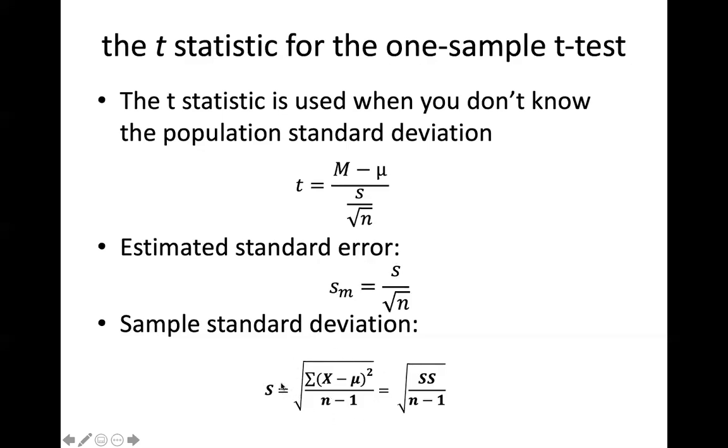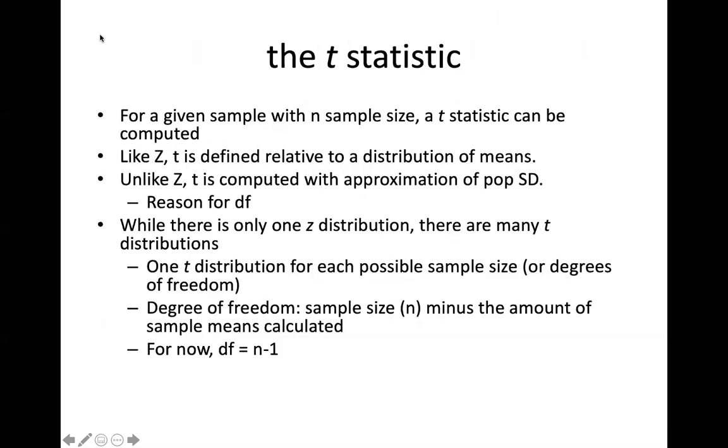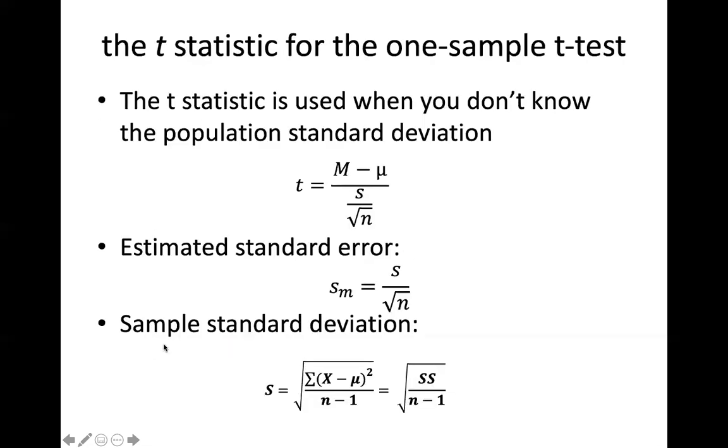Someone remind me, how is the sample standard deviation formula that I'm circling right here different from the population standard deviation formula that we used back in the day? Anyone remember? The -1 instead of just n.